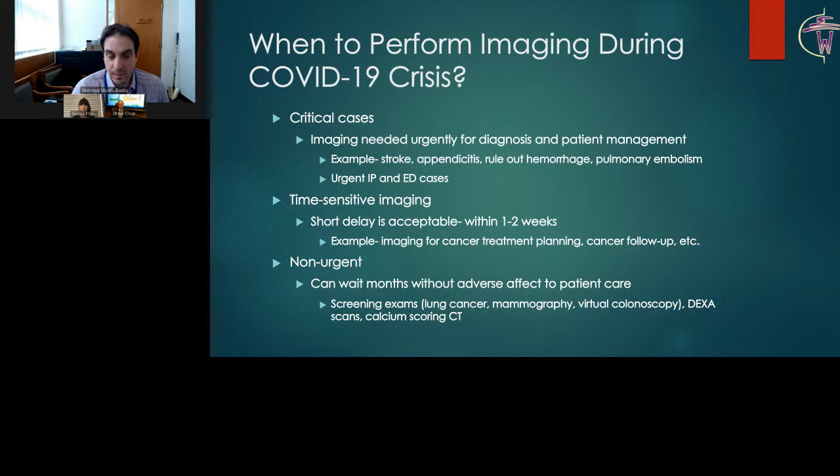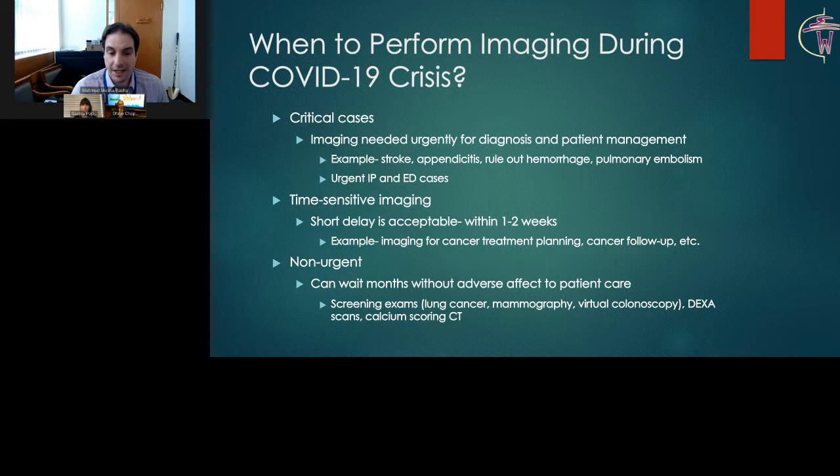In terms of scheduling new patients, what we request from the ordering clinicians is that they place on the exam requisition within the indication section the time sensitivity of the exam, whether it's critical and needs to be done right away, whether it can wait some time period, and how long it can wait. Does this imaging need to be done within a week, within 2 weeks, within a month, and so forth, so that we can plan accordingly.